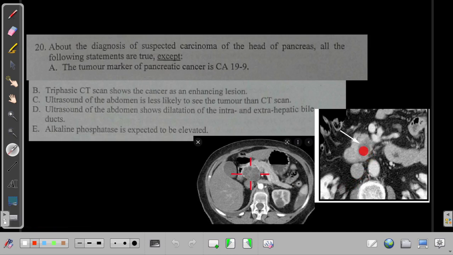This is another picture of carcinoma of the head of the pancreas not enhancing during triphasic CT scan. Okay? The pancreas is enhanced by the dye, but the carcinoma is not enhanced. Alright? Ultrasound of the abdomen is less likely to see the tumor than CT scan. That's true. Ultrasound of the abdomen shows dilatation of intra and extrahepatic bile ducts. That's true. Alkaline phosphatase is expected to be elevated. That's true.